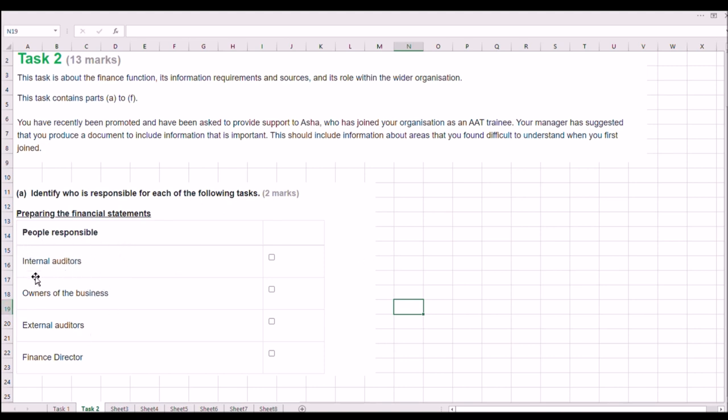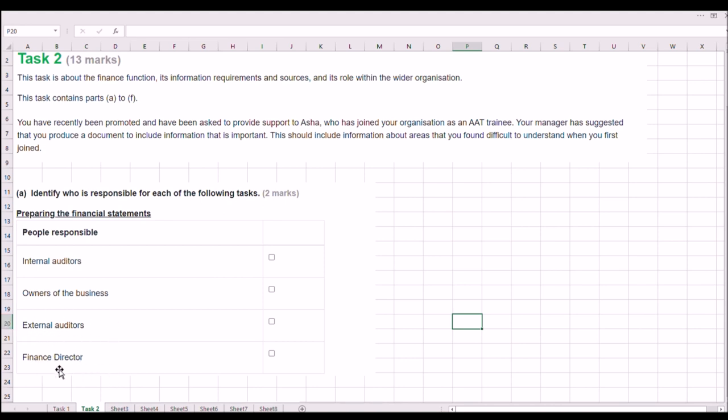The owners of the business, so they own the business, they're going to approve accounts. They might agree the appointment of directors, that kind of thing. External auditors are going to review the financial statements, and they're going to provide an opinion about whether the financial statements are true and fair. You wouldn't do this at AAT level 2, but they might also provide statements on things like regularity, whether the funds have been used in a regular and appropriate way, but mainly a true and fair audit opinion.